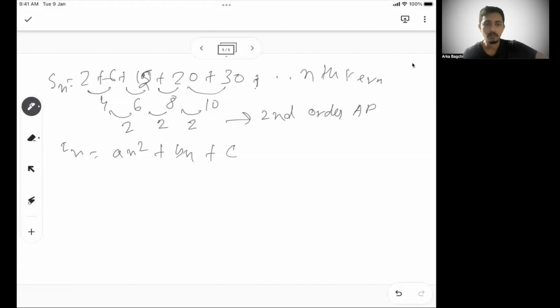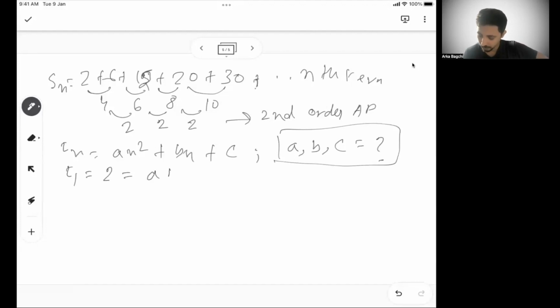Now let me see if I can find out A, B, C equal to how much. This is my core ask, and we have to do that. So how can I say what my T1 is? My first term is 2, and that is n equal to 1. If n equal to 1, then this is A plus B plus C equal to 2. What is my T2? My T2 is 6, the second term.